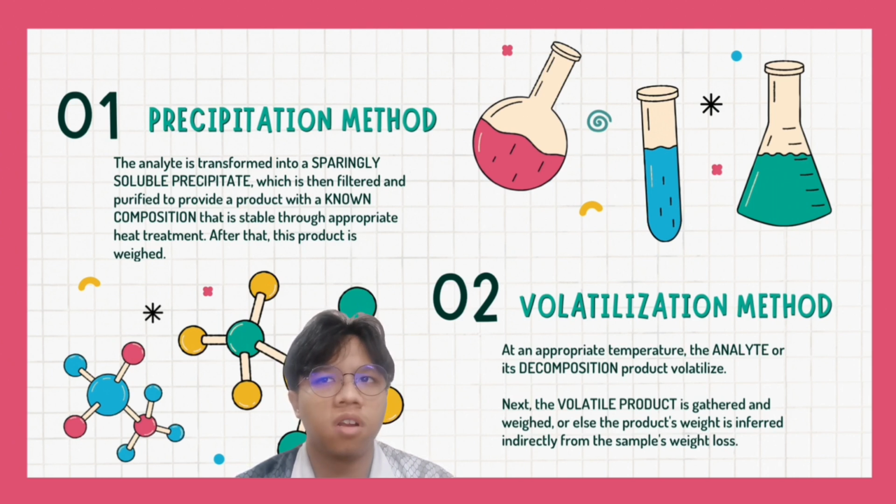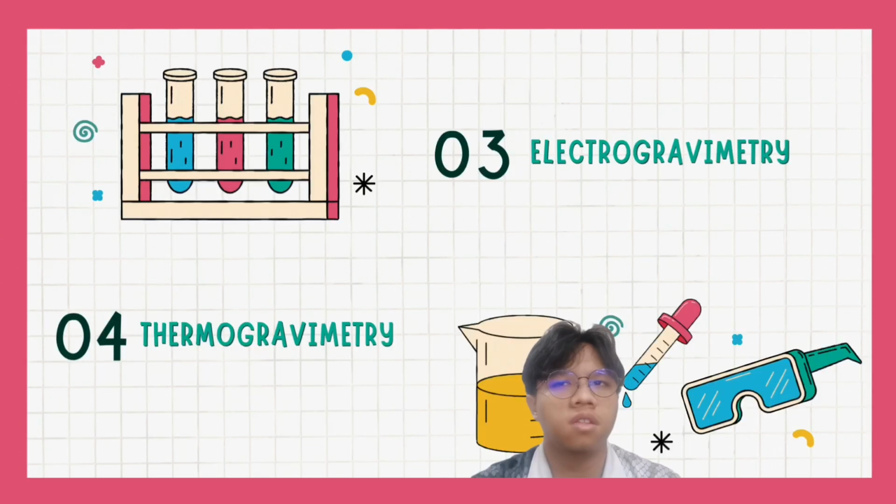Second is volatilization method. At appropriate temperature, the analyte or decomposition product is volatilized. Next, the volatilized product is gathered and weighed, or else the product weight is inferred indirectly from the sample's weight loss. The third is electrogravimetry and thermogravimetry.